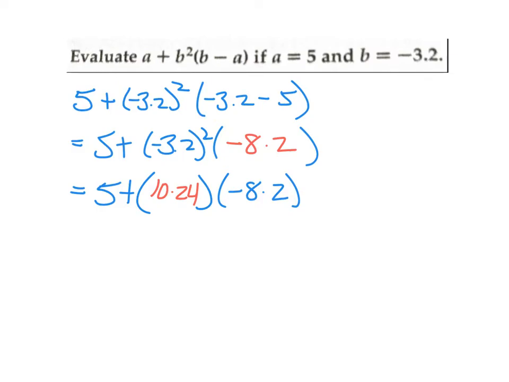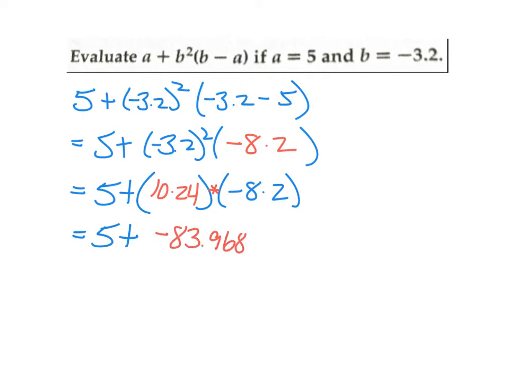Our next step is to look for any multiplying or dividing, and our expression is 5 plus parentheses 10.24 parentheses negative 8.2. When we have two numbers just sitting next to each other in parentheses like that, that implies that these two are going to be multiplied together. So we're going to leave that 5 plus, and now go to the calculator and multiply 10.24 times negative 8.2.